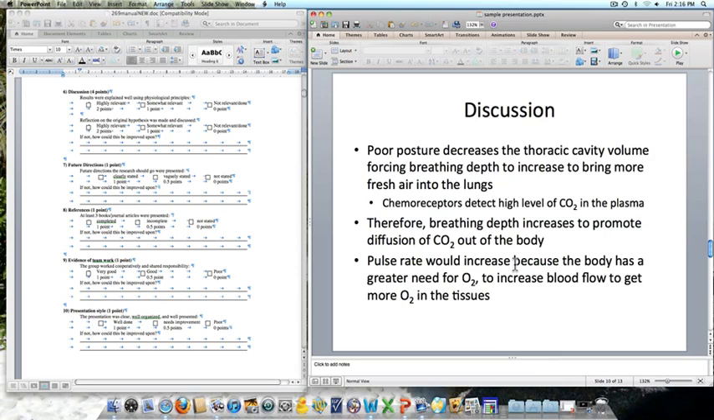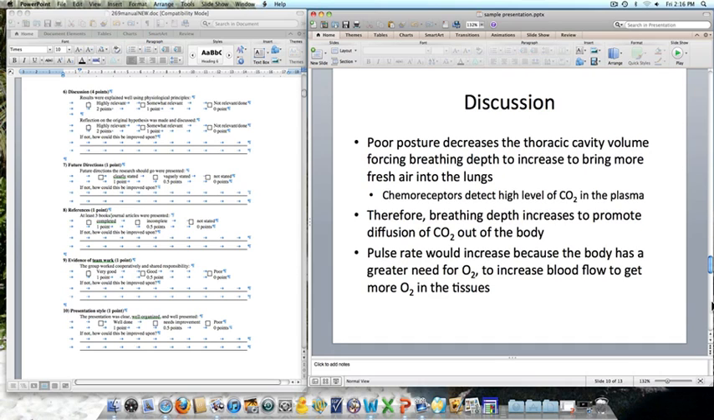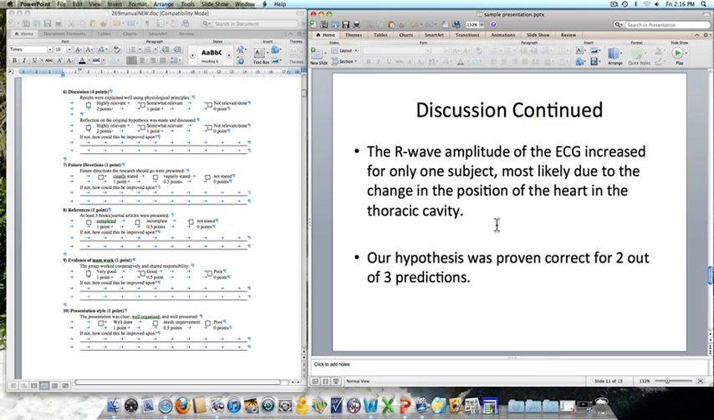They do the same thing with pulse rate, the second variable here. They did find that pulse rate changed and that it would go up with a change in posture, so they mentioned that in a separate bullet point. And lastly, they look at the R wave amplitude. And what they found here was a little bit different than the other two variables. With the R wave amplitude, only one of the subjects showed an increase in the amplitude of that wave, but not the other. So their conclusion and the reflection on their hypothesis was that only 2 out of the 3 predictions which they had initially made were proven correct.